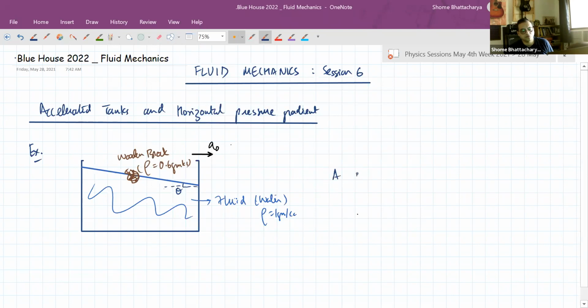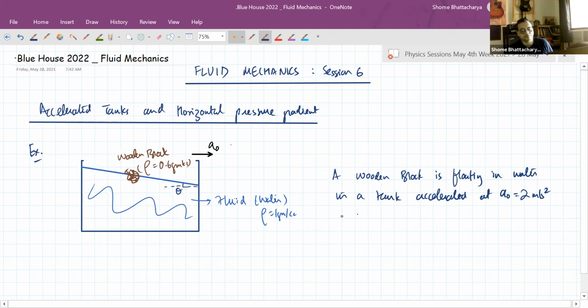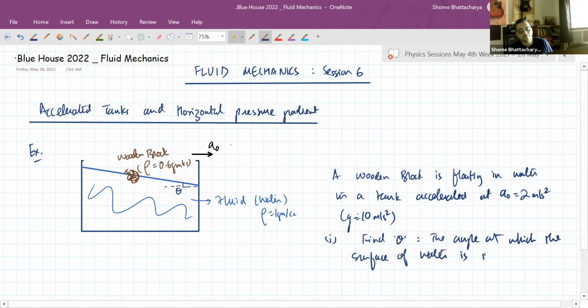So a wooden block is floating in water in a tank accelerated at say 2 meters per second square. Take g as 10 meters per second square. First of all, we want to find theta, the angle at which the surface of water is inclined with respect to the horizontal.